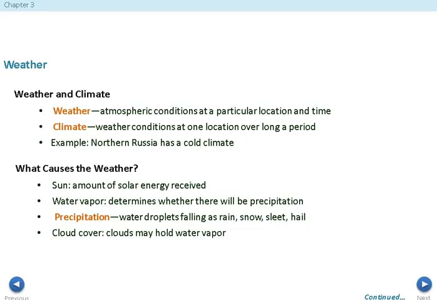If there's water vapor in the air, it gets too heavy, it condenses, and that's where we start seeing precipitation. Precipitation is when water droplets fall as rain, snow, sleet, or hail, depending, of course, on how cold it is in our atmospheric conditions. We also have cloud cover. Cloud cover may hold water vapor. It can also cool down and basically block the weather.